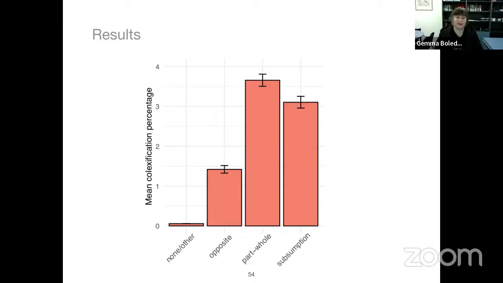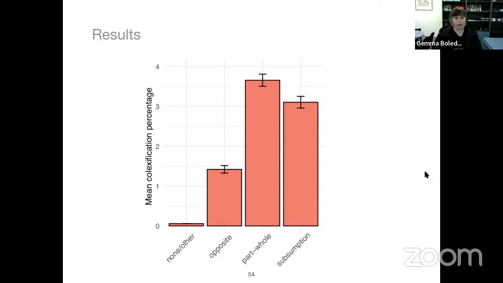All right, so here are the results. We have the four groups that I just presented: meaning pairs that are unrelated or opposites or related by part whole or subsumption relationships. And on the y-axis, what we have is the mean colexification percentage. That means, for instance, meaning pairs that are related by a part whole relationship colexify on average around 3.7 percent of the time. Okay?